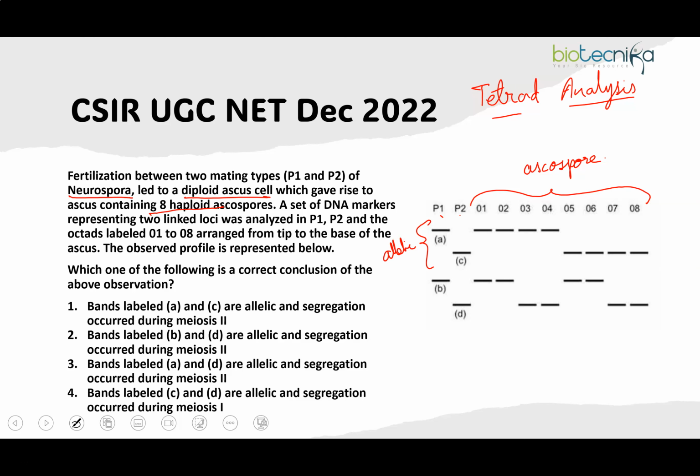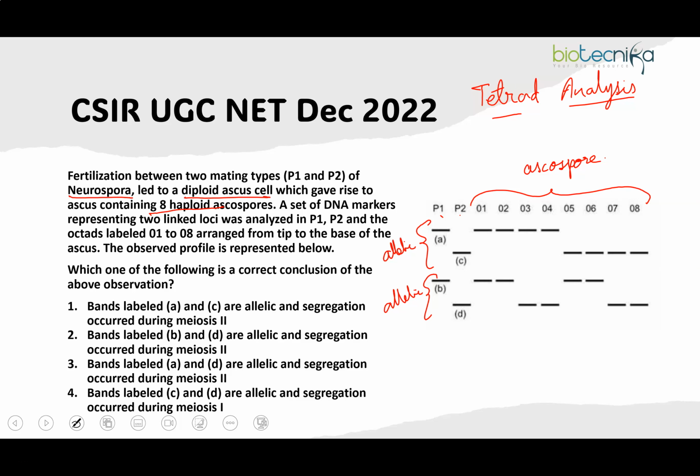Similarly, what about B and D? In the same way, you see spores with A or B and C or D, or A and D, and C and D. But B and D, nothing. Not a single spore has both B and D. They have either B or D, which again means that B and D are allelic. So what we have found out: A and C are allelic, B and D are allelic.